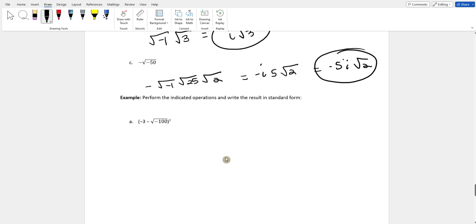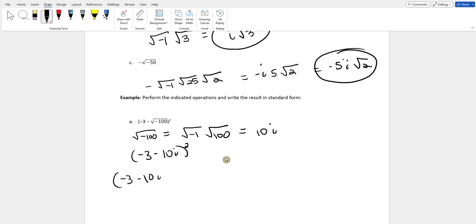Now we're going to perform some operations where we have a negative underneath the radical, but we're going to simplify that first. So in this first problem, we have negative 3 minus the square root of negative 100, squared. So we're going to have to FOIL this out, but first I'm going to simplify the square root of negative 100. The square root of negative 100 we're going to write as negative square root of negative 1 times the square root of 100. We know that the square root of 100 is 10 and the square root of negative 1 is i. So now we can write the problem as negative 3 minus 10i, squared.